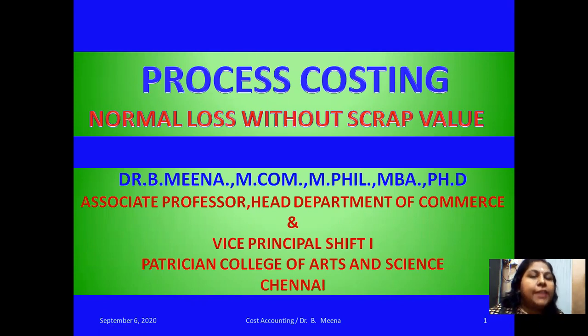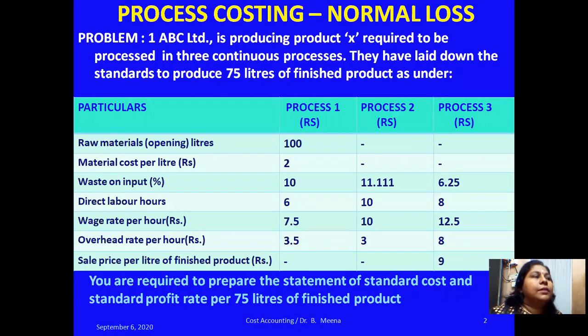In this video, I'm going to teach you one more problem on process costing with normal loss when we have no scrap value. Click the I button to watch my previous video to have an understanding about the process costing concepts and simple process accounts problems. Let me check out one problem: how to prepare the process accounts when we have a normal loss without the scrap value.